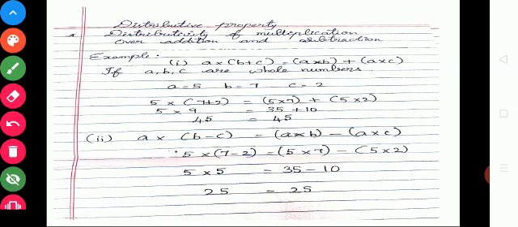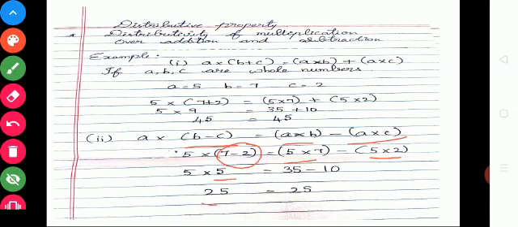And then next property, multiplication using subtraction. That means distributive of multiplication over subtraction. So A into B minus C is equal to A into B minus A into C. The values are 5 into 7 minus 2 is equal to 5 into 7 minus 5 into 2. Solve in this bracket first. 7 minus 2 is 5.